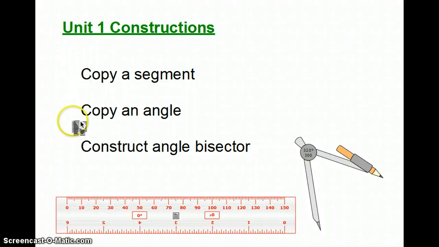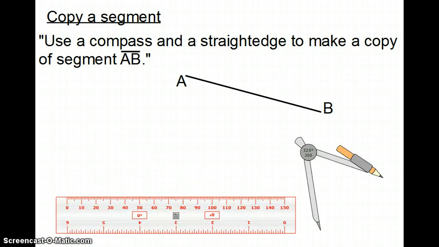Today we're going to be doing three constructions. These are the constructions that are in the Unit 1 content. These will be possibly on your test at the end of Unit 1. First one is how to copy a segment. And yes, these are your construction tools. You need a compass and a straight edge.